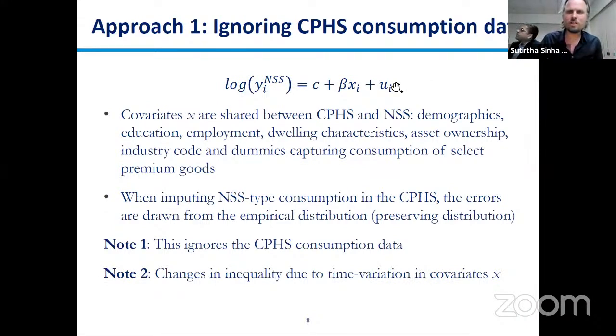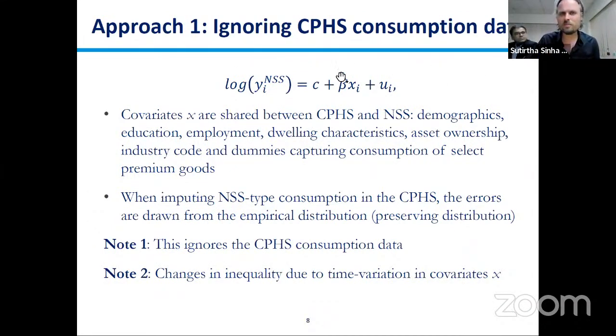The first approach we're going to adopt is to build a model that's a little bit in the spirit of Tarozzi's work during the first Great Indian Poverty Debate, for those of you who are familiar with his work, where log household consumption per capita, and i refers to household i, is modeled as a function of a set of predictors of household consumption. You should think of demographics, education, employment, dwelling characteristics, asset ownership, etc. And these are characteristics that are available both in the CPHS and the NSS.